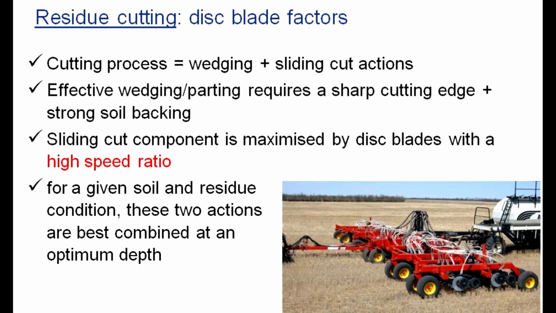On the disc blade side, if we look at how residue is cut by the blade, there are two aspects. One is what we call a wedging or parting effect from a sharp cutting edge, and the other one is a sliding cut.